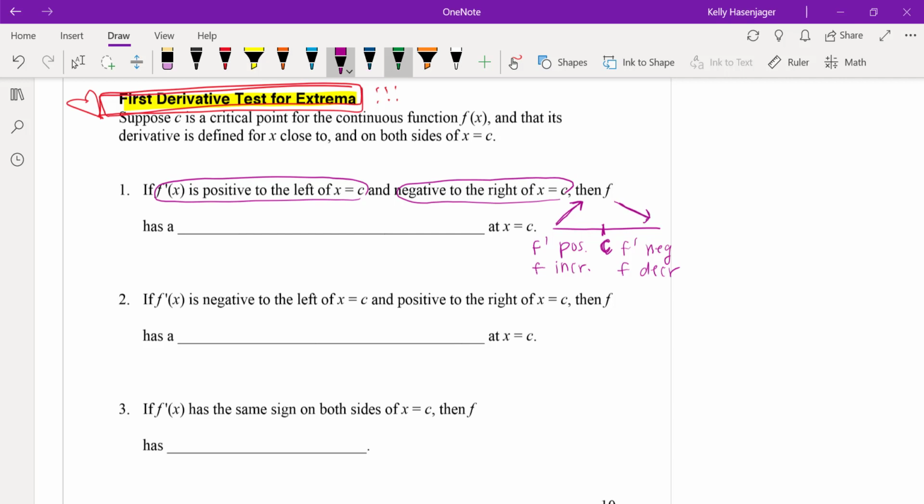And hey, we changed directions. We were going up, then we went down, so we had a maximum value there. You can think of a roller coaster: if you're going up, and then you hit your peak, and then you go down, you hit a maximum.